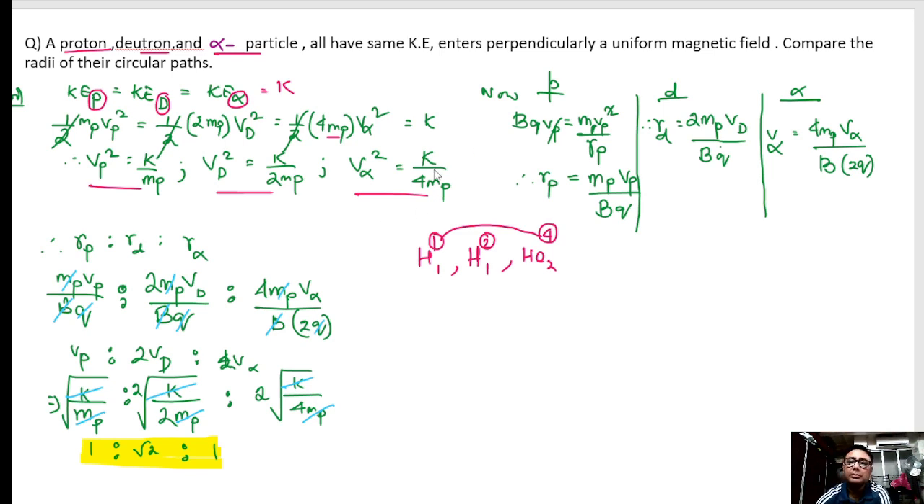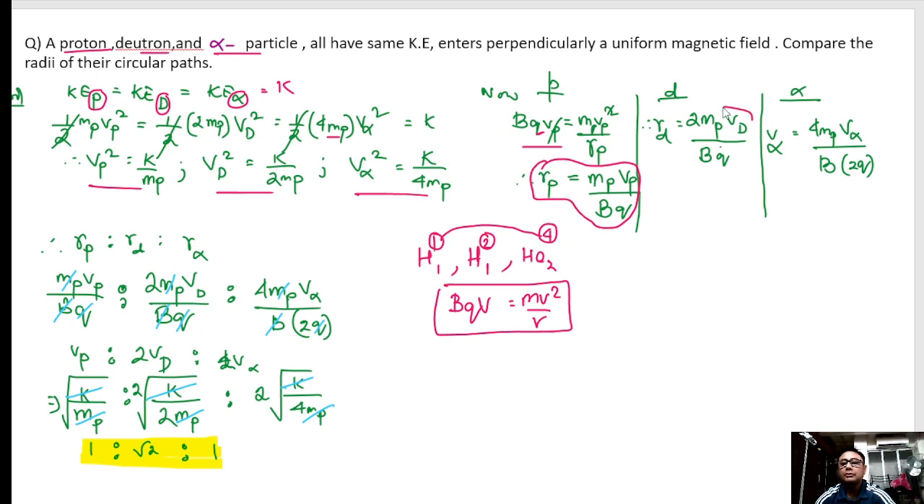Now we have to find out the magnetic force acting on the proton. Due to magnetic field the force acting is BQV equal to mv square by r, because magnetic field will make you move in a circular path. So applying it for a proton, radius of the circular path due to proton, radius of the circular path due to the deuteron, radius of the circular path due to the alpha particle.